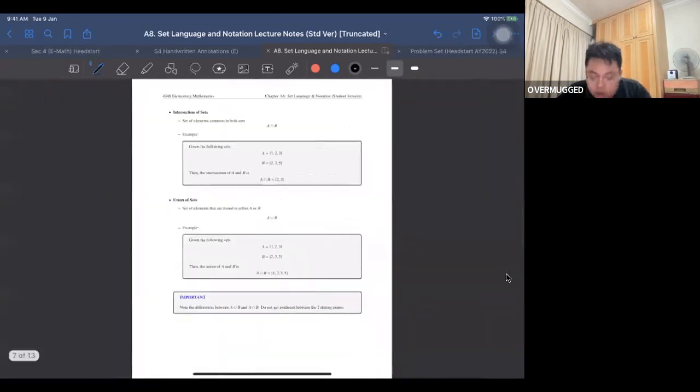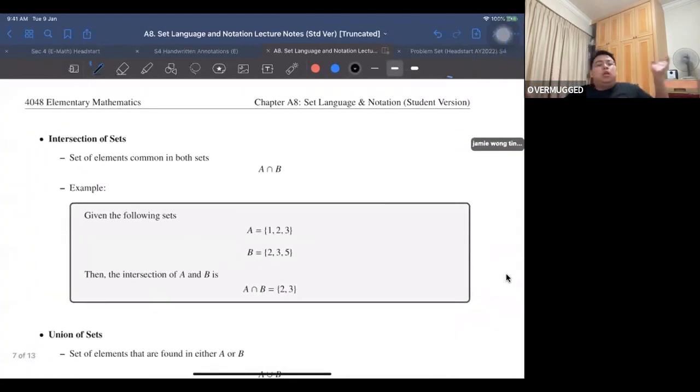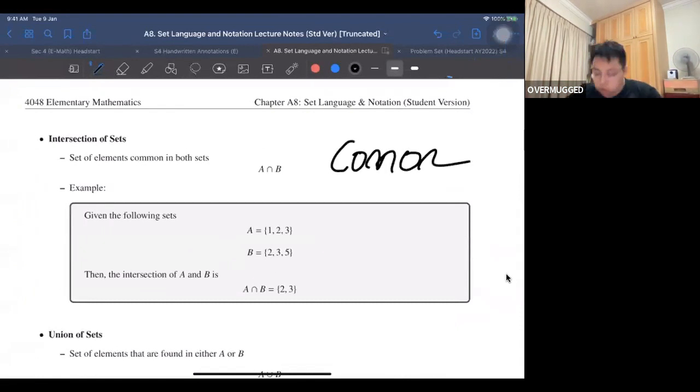Okay, 2 more things and then we are done. We'll talk about the intersection. So when we are intersecting between 2 sets, what does it mean? It means I'm looking for things that are common. So this one, we can think of the word common. Oh, sorry, I just spelled common wrongly. So looking for the things that are common.